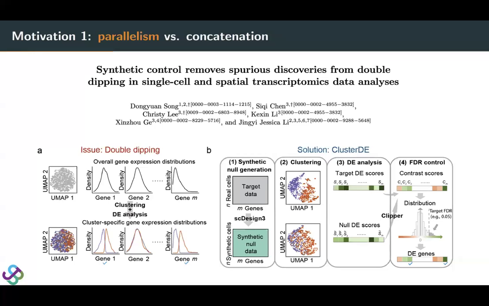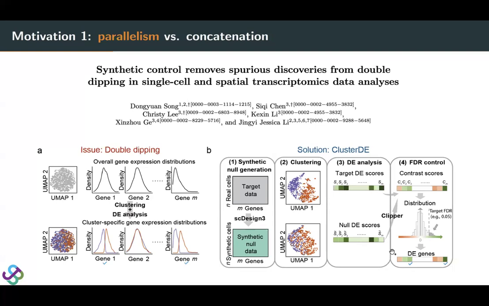in which we try to address the double dipping problem where the data are first clustered into two groups. We call them two cell types, and then we try to perform the two sample comparison, like two sample t-tests between the two groups. But as the two groups are from clustering instead of from original definition or predefined groups, there would be some inflated false discovery. So our approach is to generate a synthetic null data set with just one cluster and perform clustering and the two sample tests on this data set in parallel to the original data set, and then we compare the results.